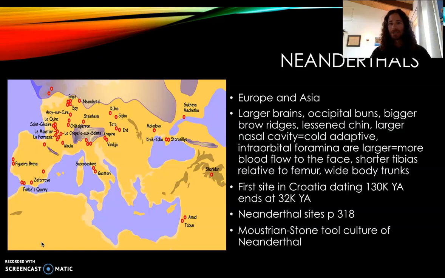They had shorter tibias relative to their femurs. So they were actually shorter than us. They were bigger, stockier, and again, more muscular. And this is the key component here: they definitely had larger craniums by a lot.